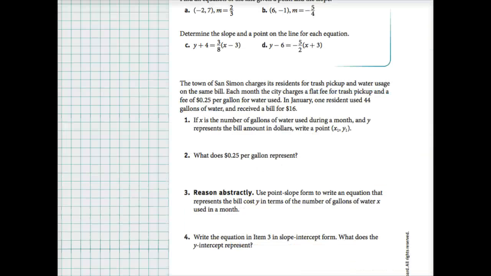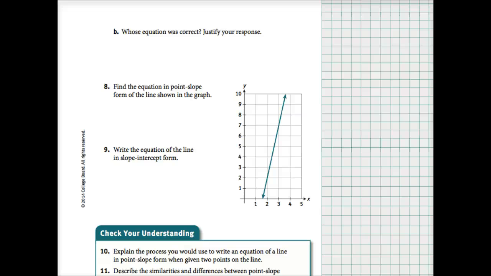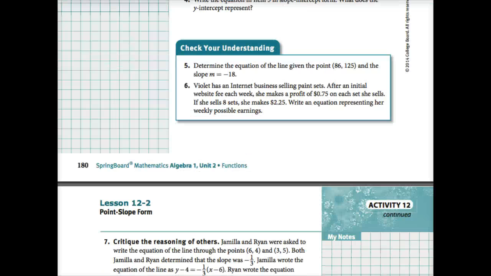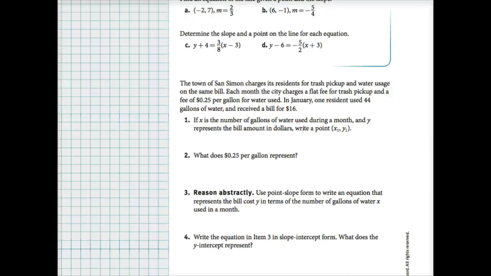So now it asks you to try this yourself. Oh my gosh, I'm so sorry. It does not want to stay exactly where I want it to stay. Ooh, there we go, close enough.